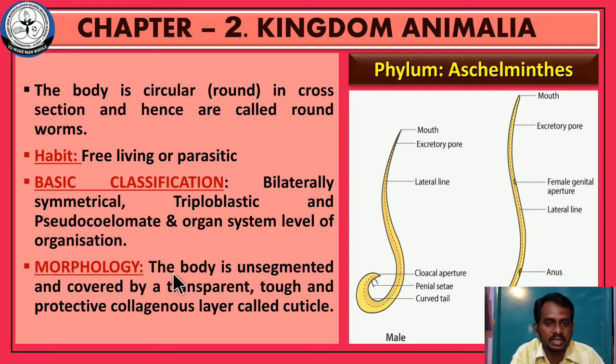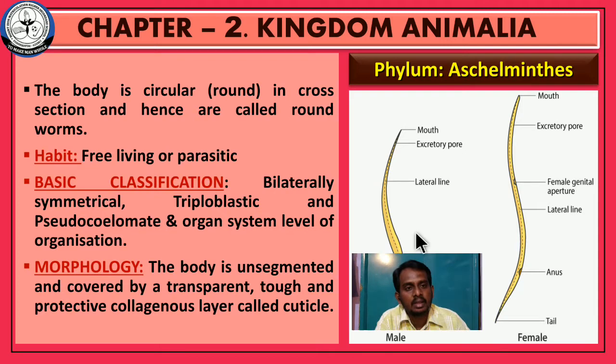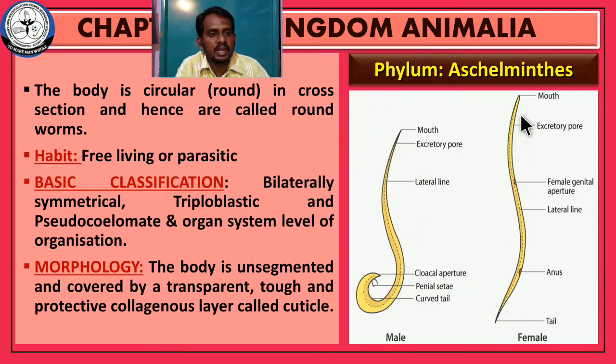See here, morphology. It is a worm-like structure with an elongated body, and normally females are larger than males. This is one of the peculiar characters. For the first time, sexual dimorphism is seen in this animal. Male and female are separate here for the first time. All the phyla before this are monoecious. For the first time, this is a dioecious animal.